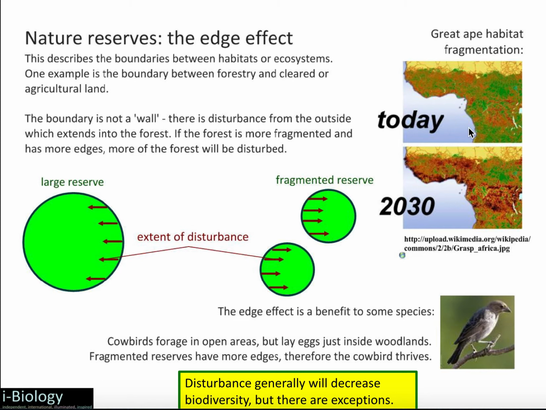This is showing you the great ape habitats. This is today, but you can see here by 2030, they believe that they're going to be very fragmented. So the green areas are representing their zones, but you can see with the red area, with farmland and things like that, it's going to fragment them, which is going to separate them, and they won't be able to reproduce as often because they can't get to each other, so it isolates them.